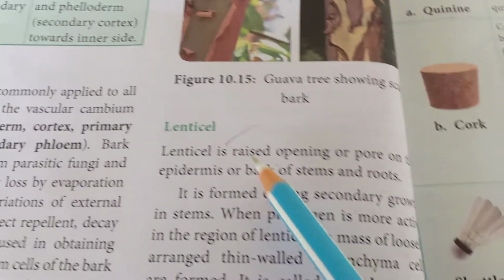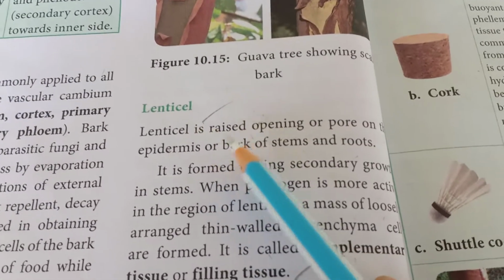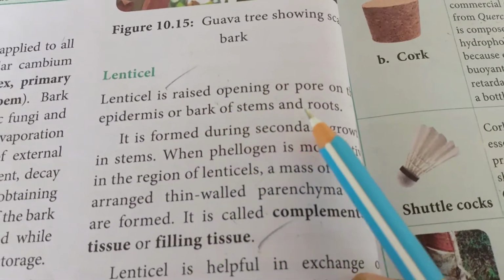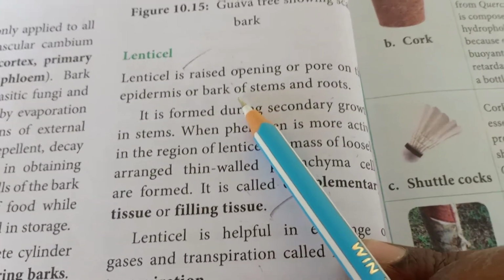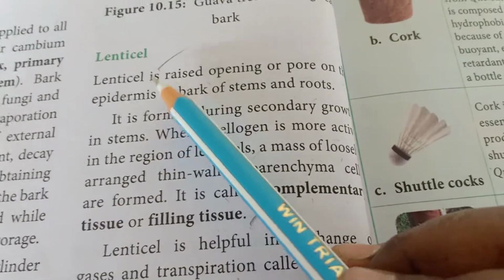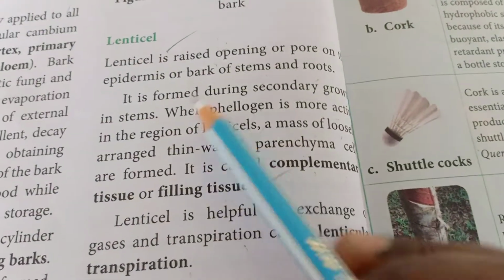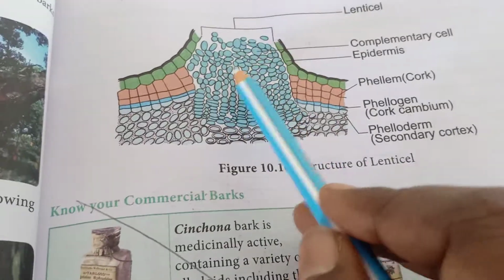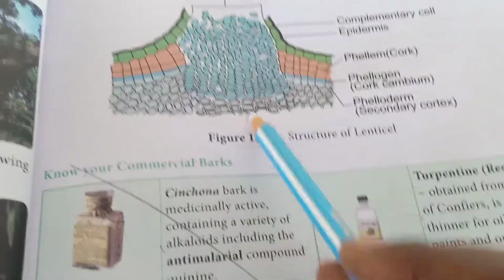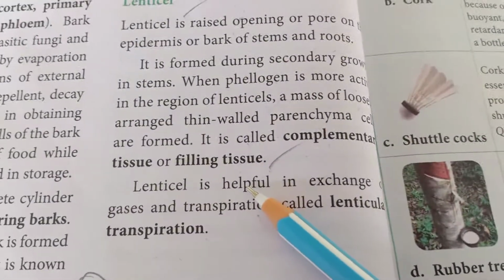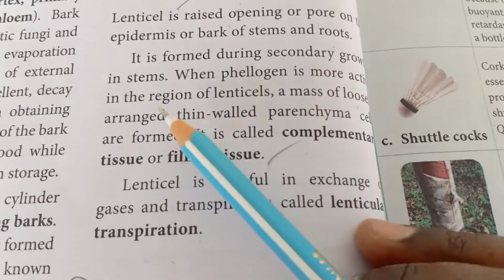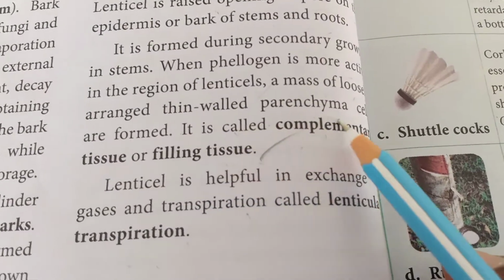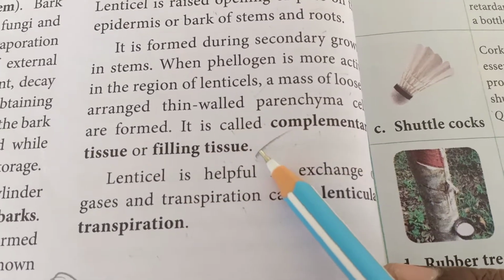Then another important question is lenticels. What is a lenticel? It's an opening or pore on the epidermis or bark of the stem and root. Okay, on the bark of the stem, if an opening is found, it is called the lenticel. This is the opening and this is the lenticel. This lenticel is filled by a tissue called complementary tissue. Okay, a mass of loosely arranged thin-walled parenchyma cells are formed. It is called complementary tissue or filling tissue.